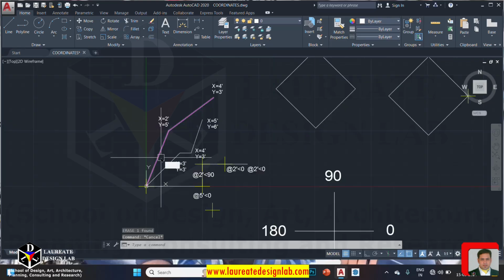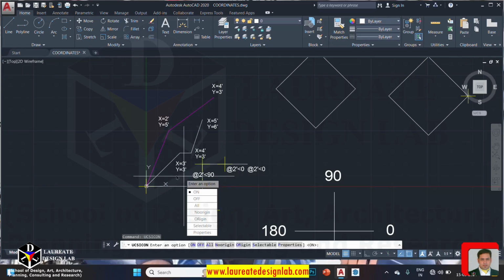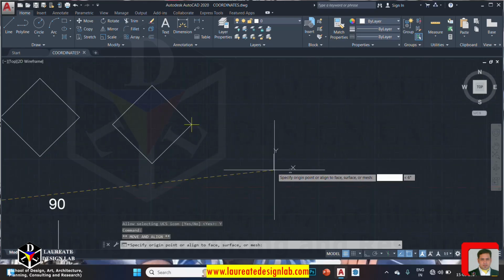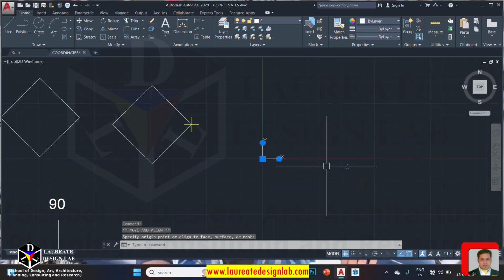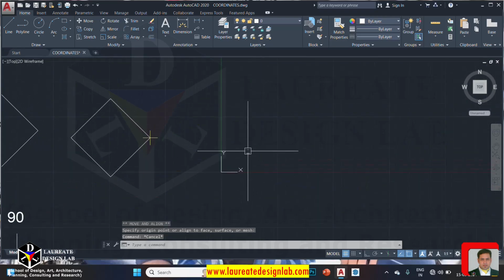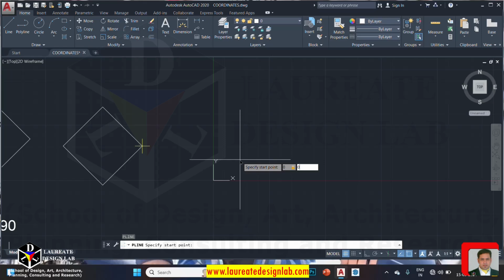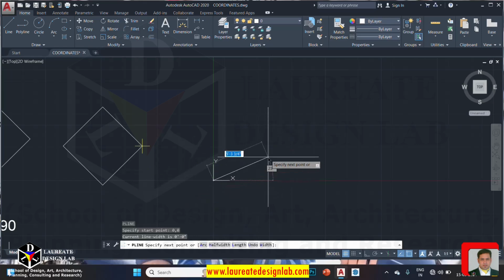I'll type UCS icon, this one. Then after I'll select selectable. Yes. And then after I'll hold it and move it somewhere over here. Now I'll take polyline. 0, comma 0. It started from here.